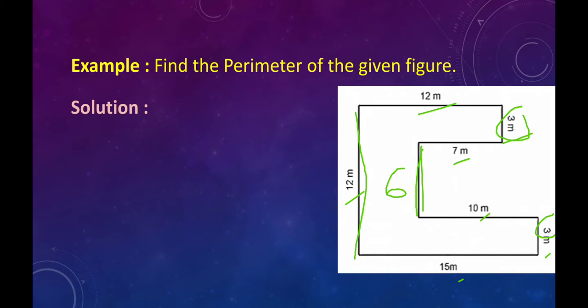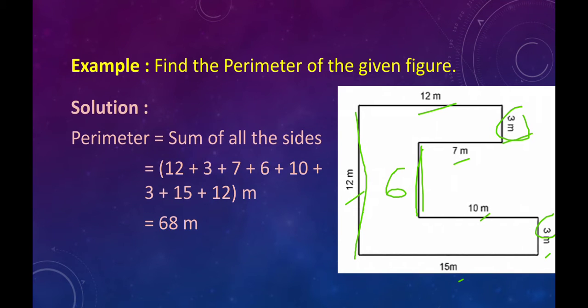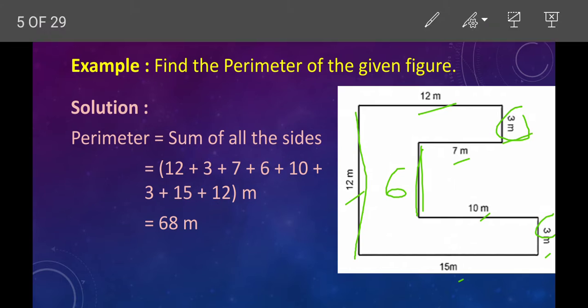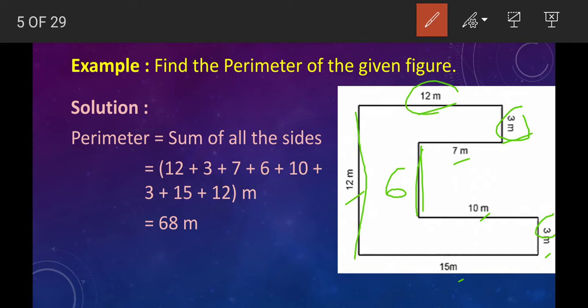Now, to get the solution, we have to find the sum of all the sides. Starting from here, it is 12, then 3, then 7, then 6, then 10, 3, 15 and 12. If we add all these sides, we get 68 as the sum. So the perimeter of this figure is 68.